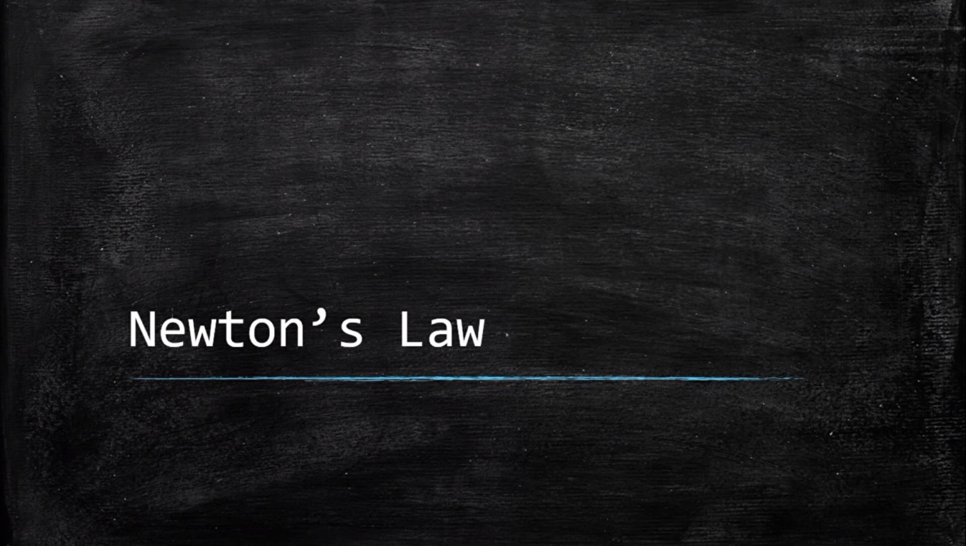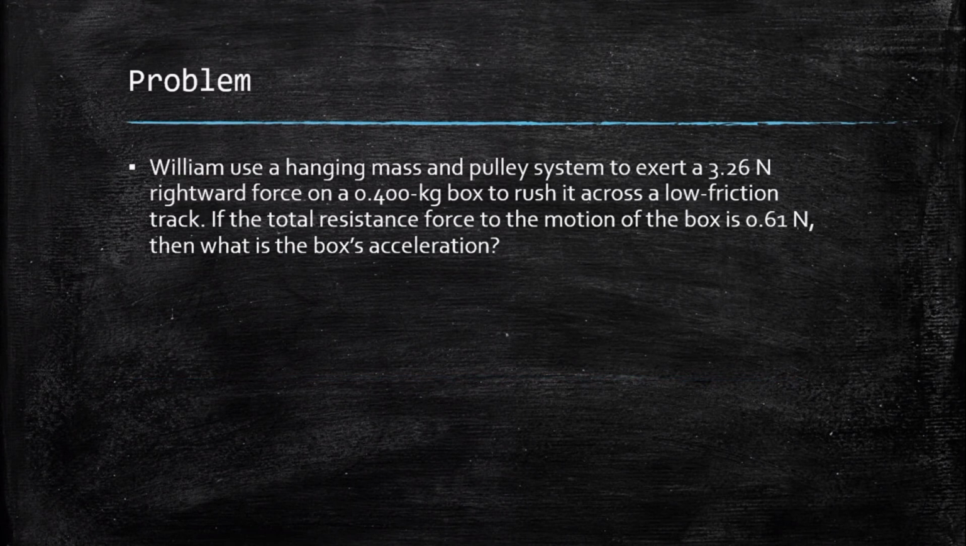Newton's law. William used a hanging mass and a pulley system to exert a 3.16 Newton rightward force on a 0.400 kg box to push it across a low friction track. If the total resistance force to the motion of the box is 0.61 newtons, then what is the box acceleration?